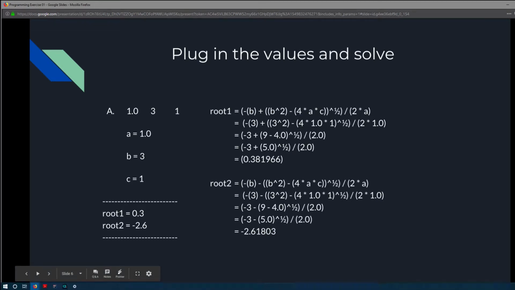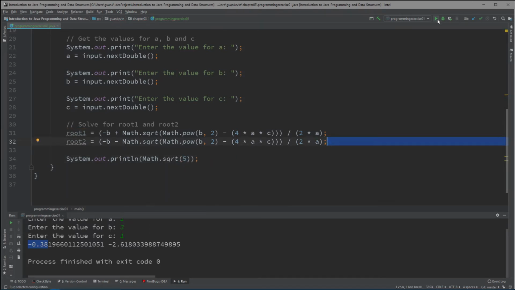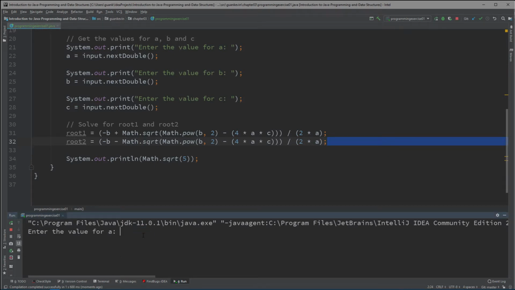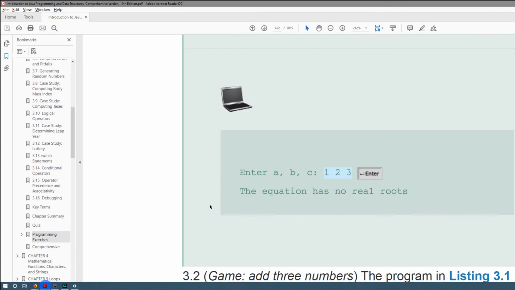All right, let me do one quick check and I can confirm. Math.sqrt of 5. Run that. I get a positive. So basically I'm trying to say 2.2. So oops.